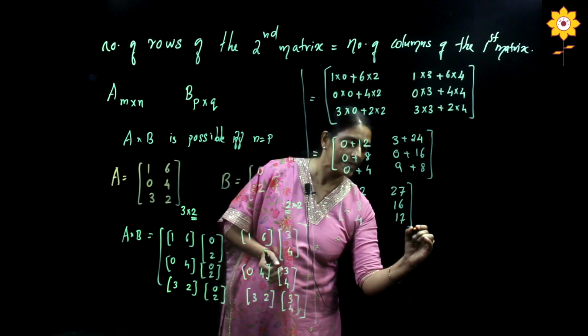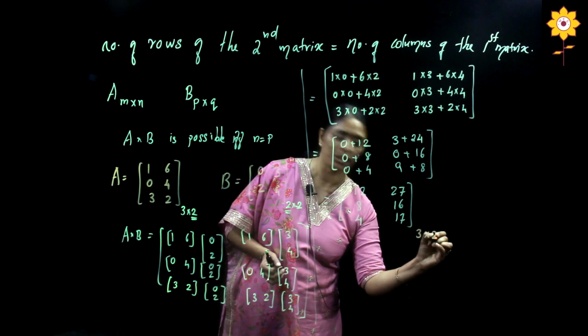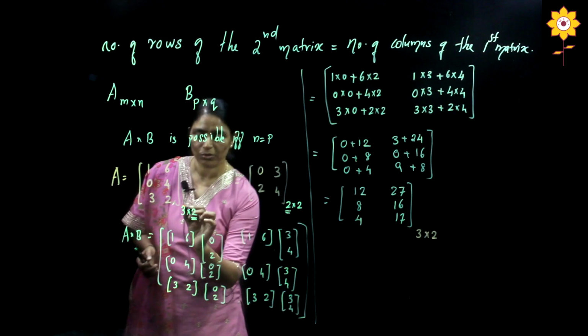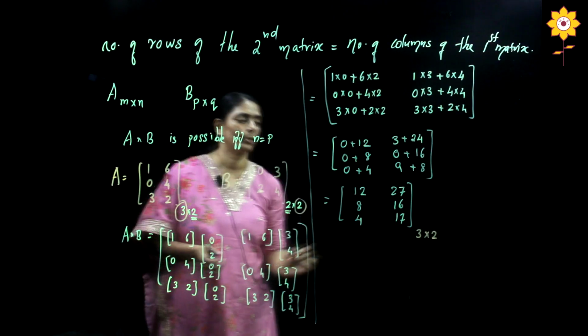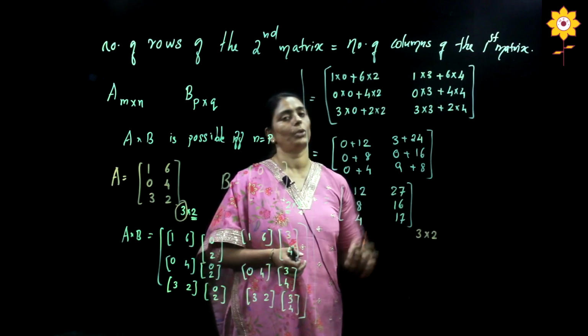Now this matrix has 3 rows and 2 columns. So here in this question 3 is the row number and 2 is the column number. So that will be the order of the product.